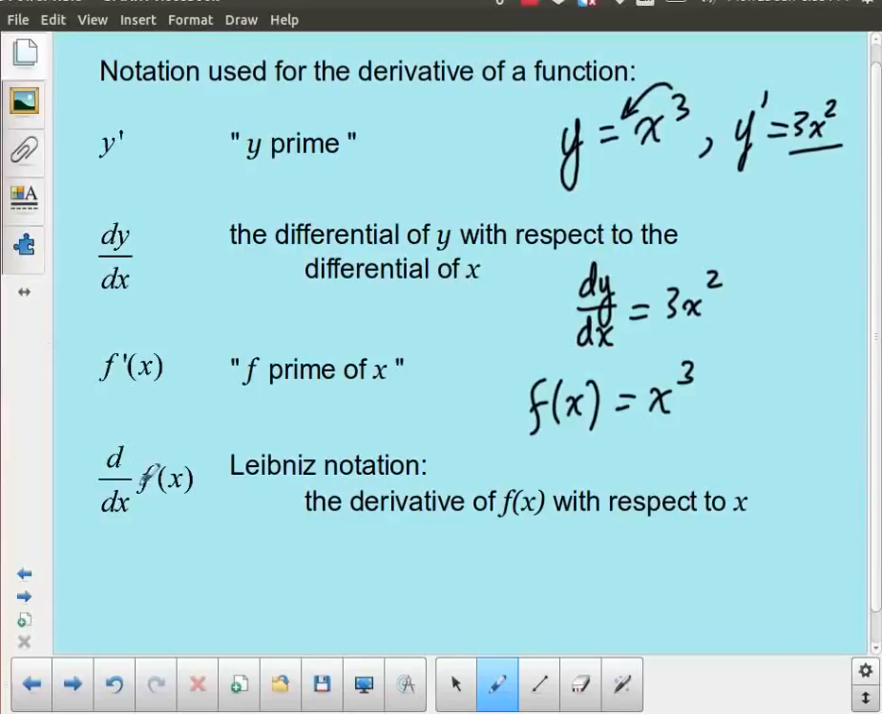And this is actually the most powerful of all of the notations here, but it's also the one that students find the most difficult to get comfortable with. So I'm mentioning it here, but we're not going to spend a lot of time looking at it.